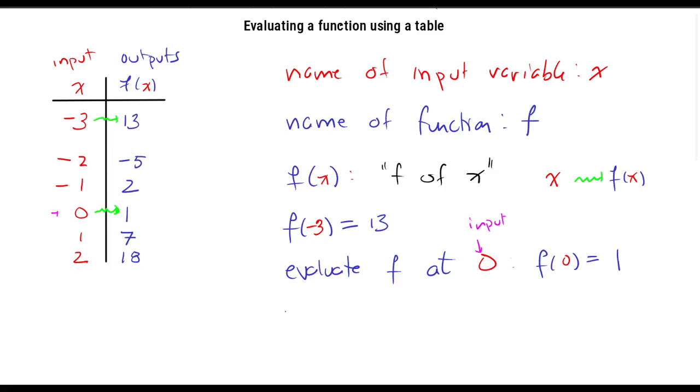All right, and if we want to evaluate f at -2, we do the same thing. We're looking for f of -2. So we go to our input column, we look for -2. Up there it is in the second row. It's -2 here. What is this row telling us? It's telling us that -2 goes in and -5 comes out. So f of -2 equals -5.